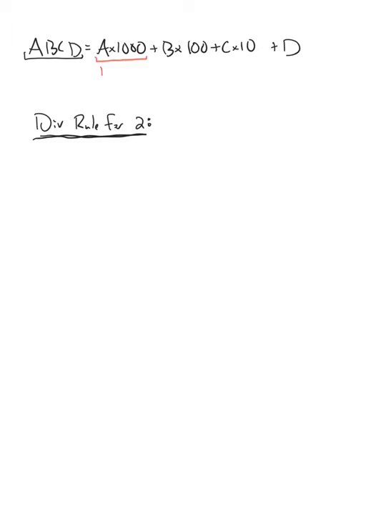We know that this is divisible by 2, by Theorem 1. Since 2 is a factor of 1,000, 2 is a factor of any multiple of 1,000. Since 2 is a factor of 100, 2 is a factor of any multiple of 100. And since 2 is a factor of 10, 2 is a factor of any multiple of 10. We can't say anything about D yet. In fact, that's okay.